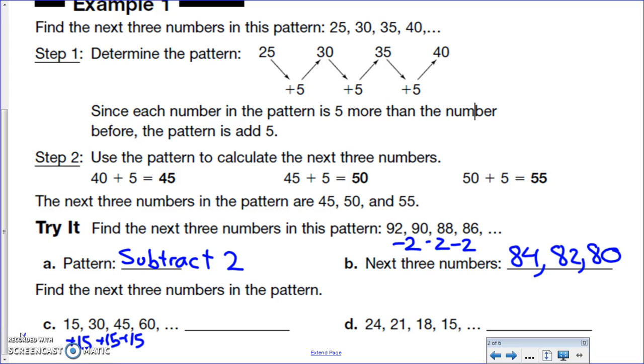So now we need to use that to find the next three numbers in the pattern. So 60 plus 15 is 75. 75 plus 15 is 90. And 90 plus 15 is 105.